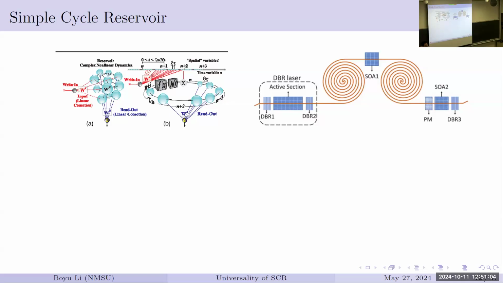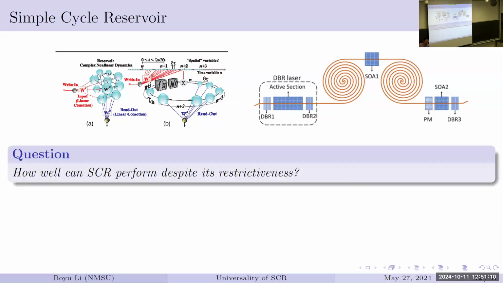But I guess the immediate question is, what about the downside? How well can we perform? I don't want to restrict something so severely that we're basically not doing anything. You want your things to be useful in the end. You want to make sure you can actually do a lot of tasks. And this is where my co-author came in. They have studied quite a lot of different applications of the simple cycle reservoir. It seems like it's performing fairly well, and that's where the idea originally came from.